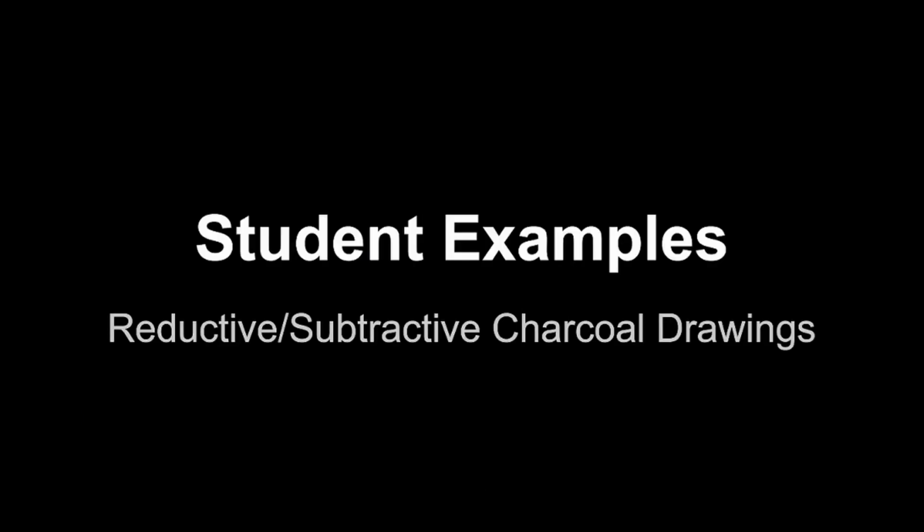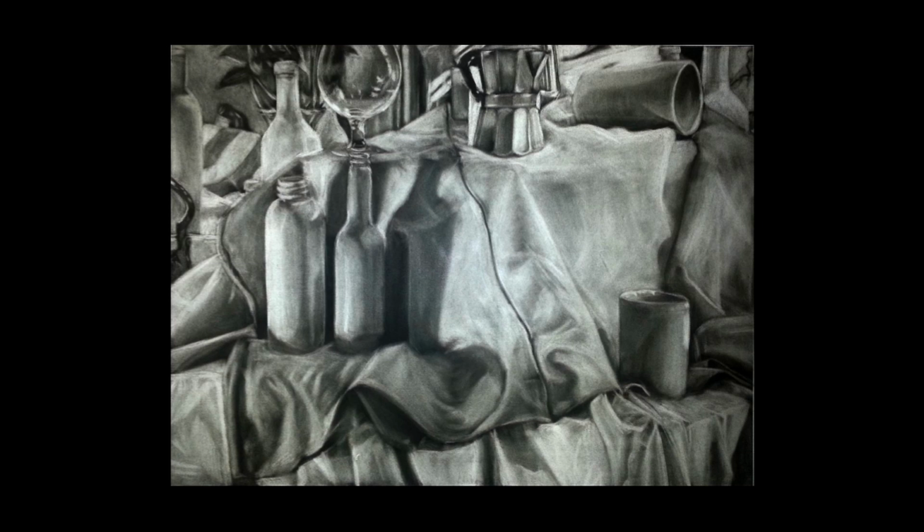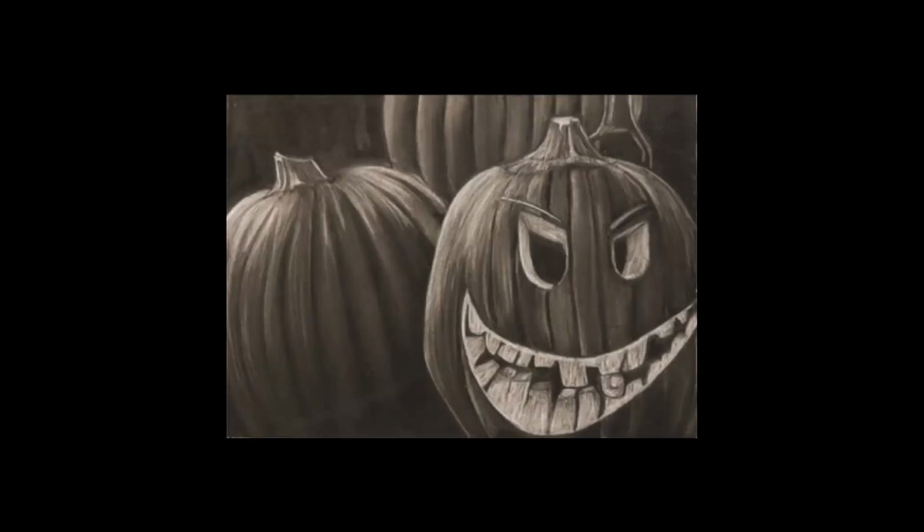So here are some student examples of our subtractive drawings, done mostly in charcoal. Here's a still life. You can see the artist is trying to get those folds, trying to think about how there are reflections, how there are cast shadows. This was done in our class last fall. We had a party. We carved some pumpkins, and we did drawings of our pumpkins in class. So all done subtractively.